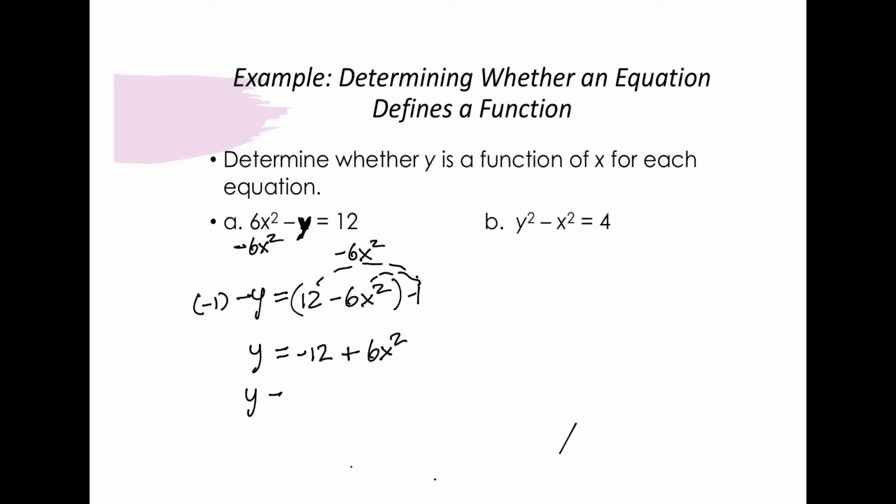So my y is going to be equal to, for whatever reason, I like to have the variables written first, but you can leave it this way, or you can write it as 6x squared minus 12.